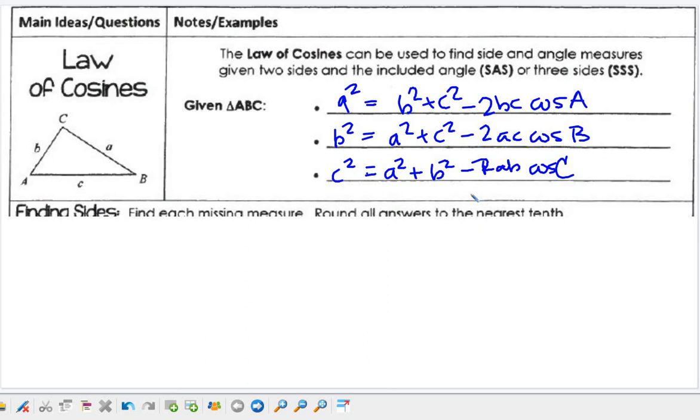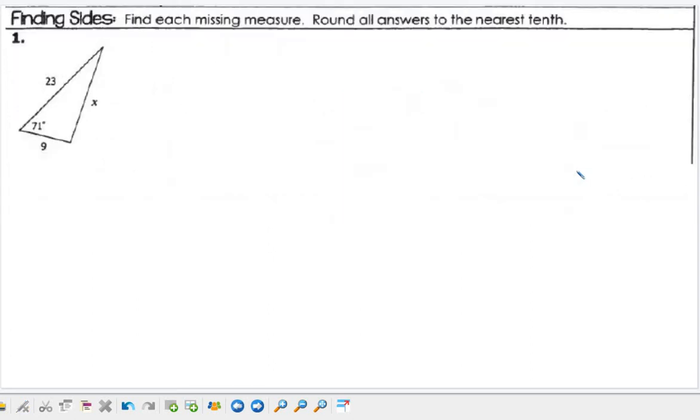Okay, so don't try and memorize this like 3 different formulas. It's the same formula, it's just a matter of what side you're looking for or what angle you're looking for. Notice the side ABC on the outside, angle ABC. Okay, so don't overcomplicate. All right, so find each missing measure, round all answers to the nearest tenth.